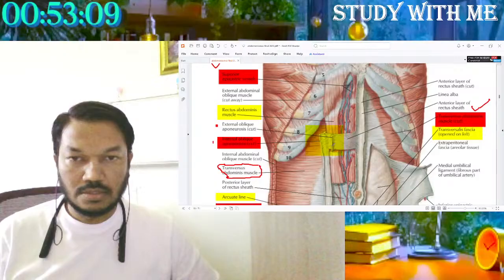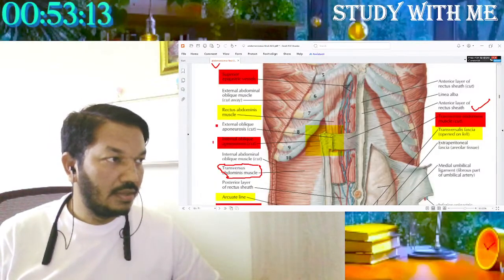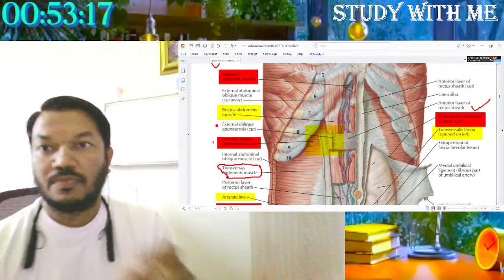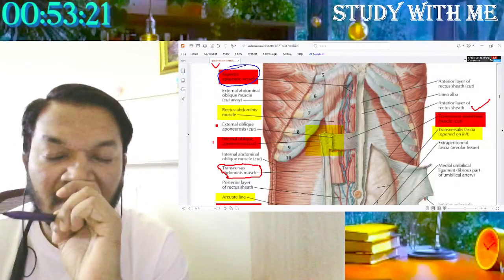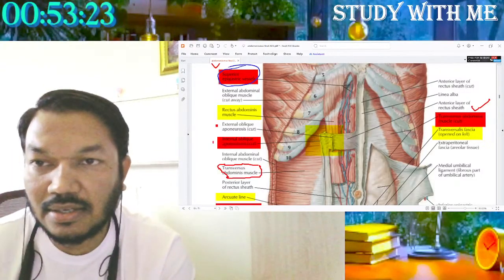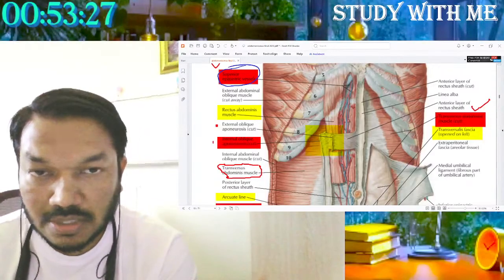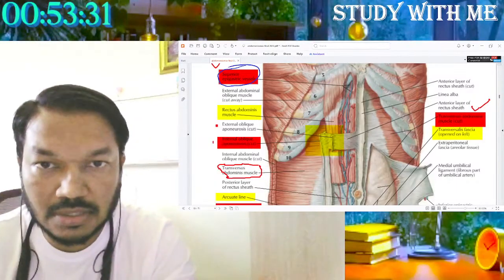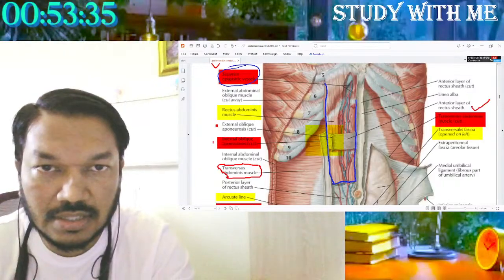This picture is very important and a very good picture. Here, what we need to remember, see, superior epigastric vessel. It arises from internal thoracic artery, which comes from subclavian artery. Okay, so superior epigastric vessel coming from here, and this here is the cut section. Okay, this is the muscle.